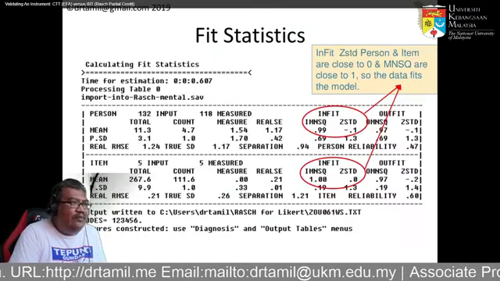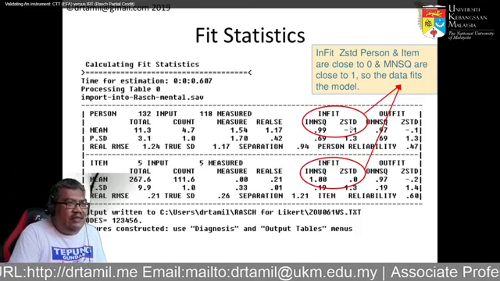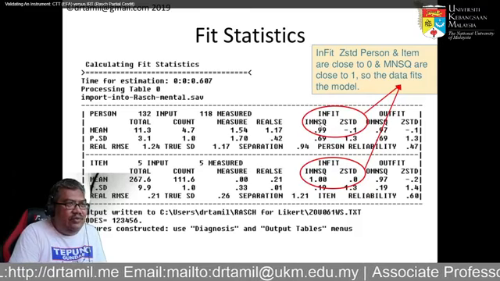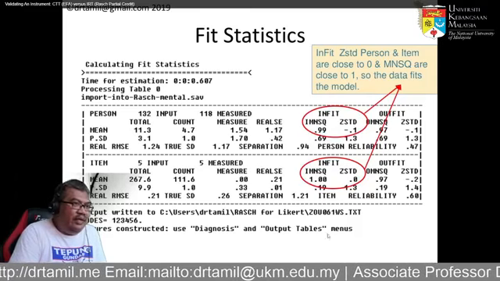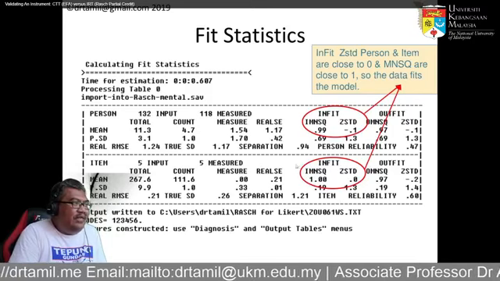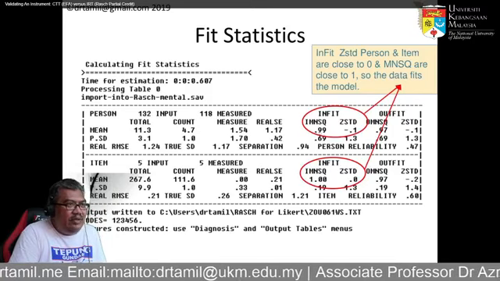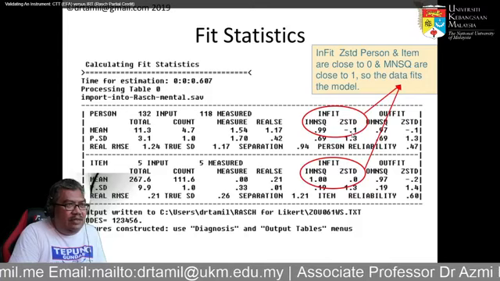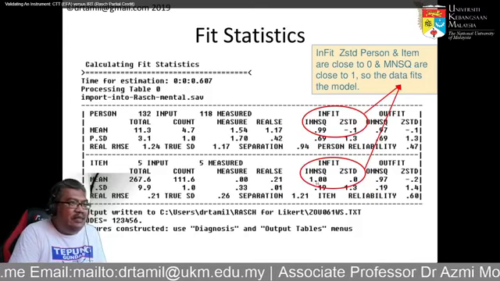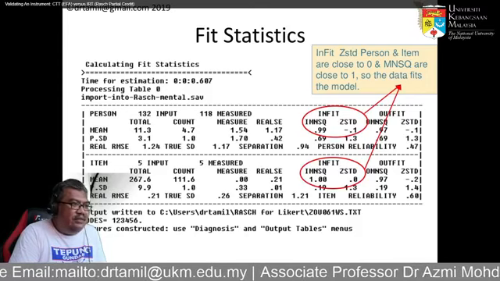So you can see here, everything is okay. The ZSTD is okay, close to 0. Mean square is close to 1, so we are okay. This applies for both item and person. Person is 0.99, minus 0.1. Item is 1 and ZSTD is 0, so we are okay.